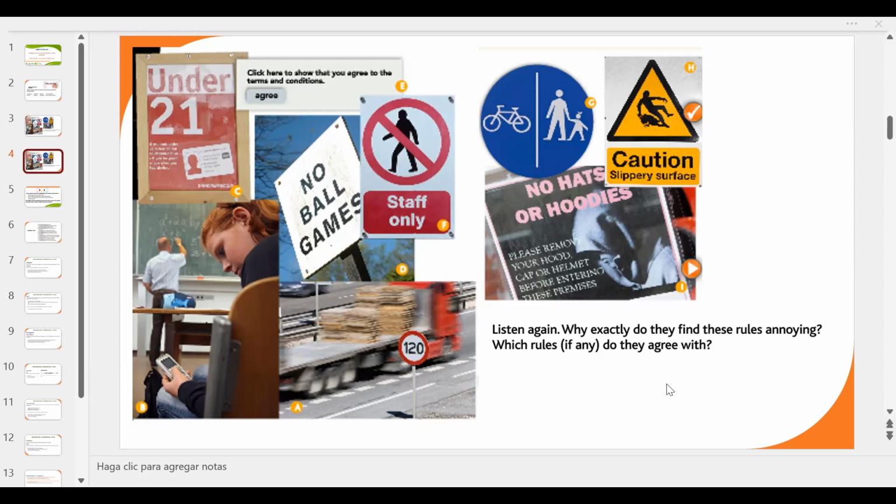Teacher, I think that I agree with high speed, because there are many accidents on roads, so it's important to control the speed when you are driving. Okay, absolutely. Let's see if Luisa Perez agrees with a different rule, or maybe it's the same one. Luisa Perez?